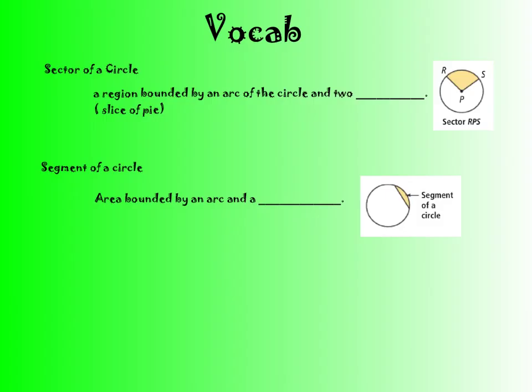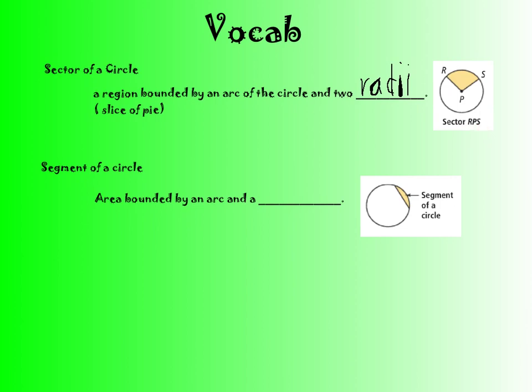So some vocabulary for us. A sector of a circle is a region bounded by an arc of the circle and 2 radii. And notice it says slice of pie. It kind of looks like a slice of pie. To write a sector, you write it just like you would an angle, except you're going to use all capital letters. So sector RPS, where it starts at one endpoint, it goes to the center, and then it goes back to the other endpoint. So notice again, it's all capital letters. That way we don't confuse it for an angle.